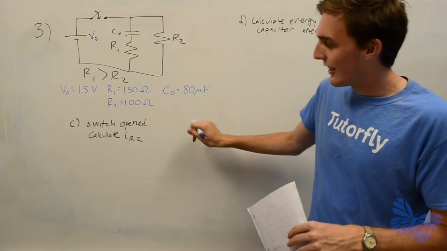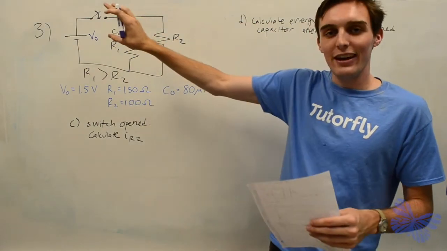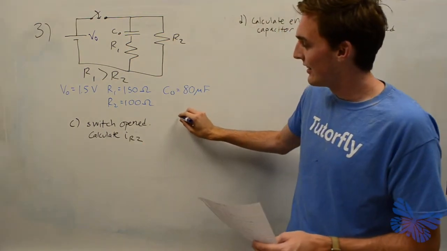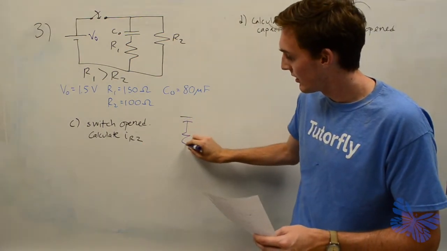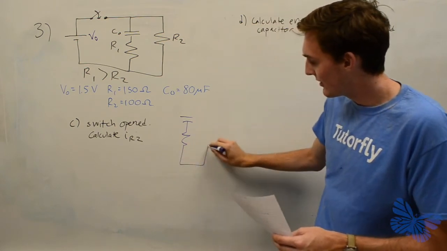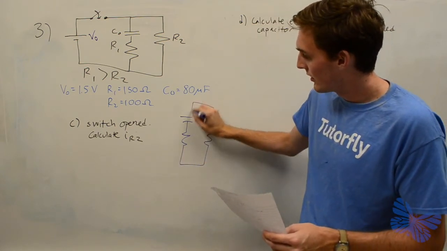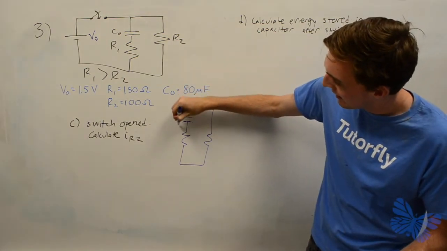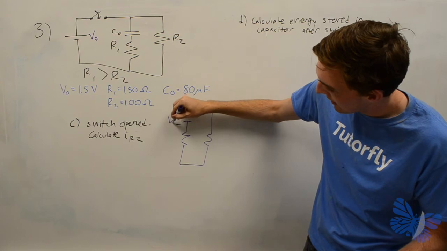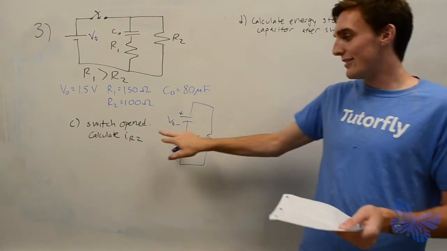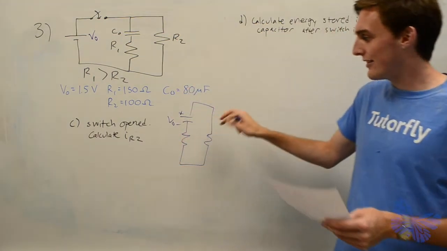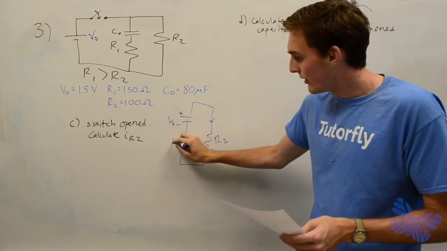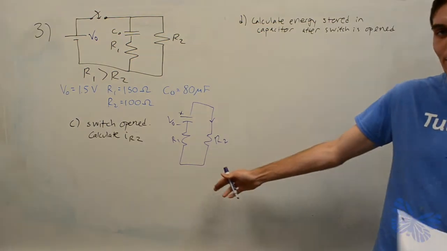And so after that time, they open the switch again, and so the circuit you're left with basically looks like this. You've got the capacitor, and then the two resistors, and that's your whole circuit. But now we have some initial voltage, V0. And so it just asks you to calculate the current through R2, which turns out is going to be the same as the current through R1.